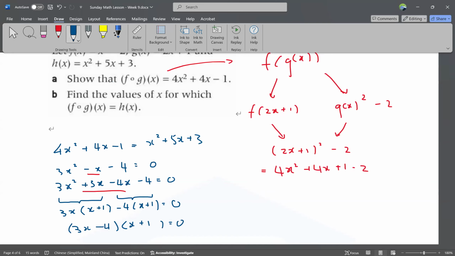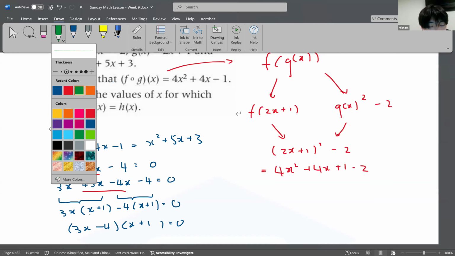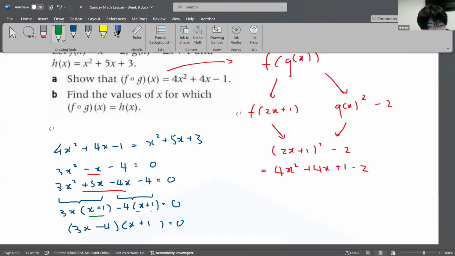Yeah, that's what I got. I just did it a different way. Yeah, this is another way. So see here we have x plus 1, x plus 1. We just treat x plus 1 as a separate object. We factorize it out, and then 3x minus 4 here. So 3x and 4 here goes to here. Okay?